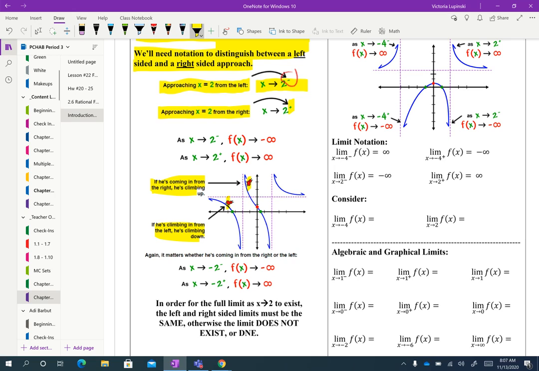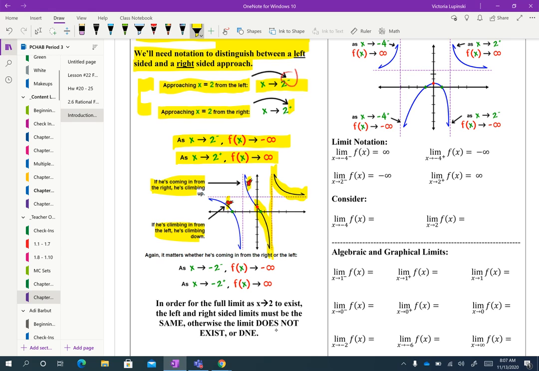But to take this new notation and apply it to this graph, what they're talking about here is as x goes to 2, so that's the vertical asymptote here. They're saying as you approach 2 from the left side, f of x is going to negative infinity. That would be approaching 2 from the left, and you can see the graph is going all the way down, whereas when you're approaching 2 from the right, the graph is going all the way up, which is why you would be going to positive infinity.